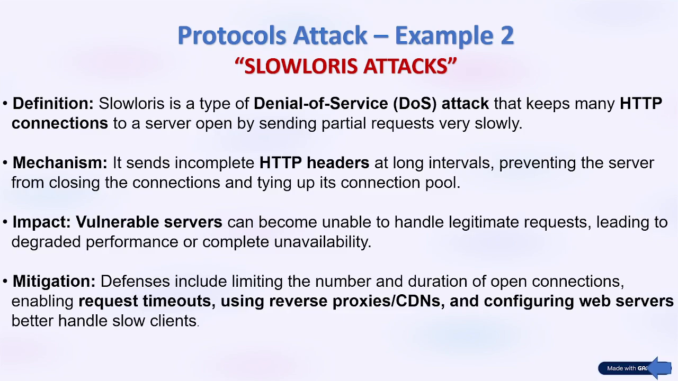So what will be the impact? The impact is significant for vulnerable servers. They can quickly become unavailable to handle legitimate requests, leading to severely degraded performance or even complete unavailability for users trying to access the service. So how can we mitigate it? Mitigation strategies include limiting open connections, setting aggressive request timeouts, and using reverse proxies or CDNs.